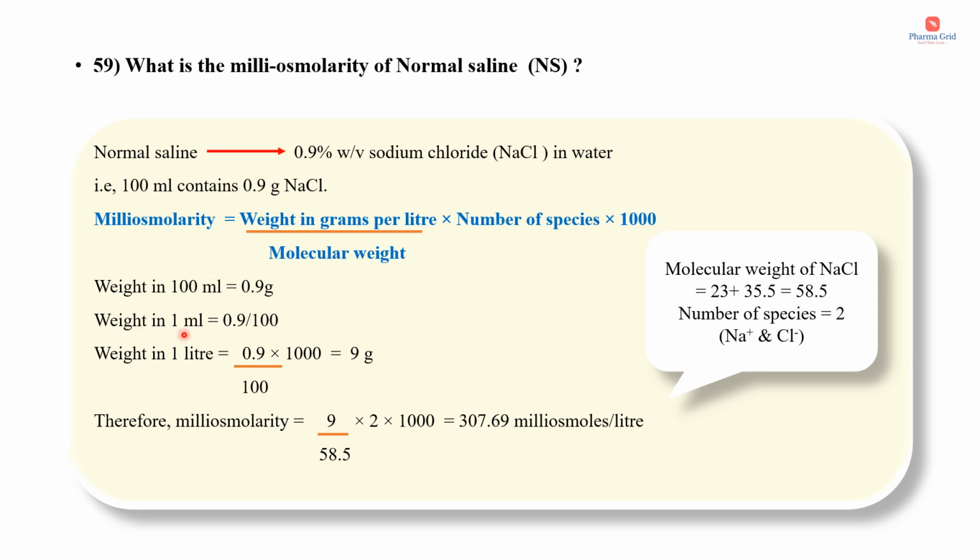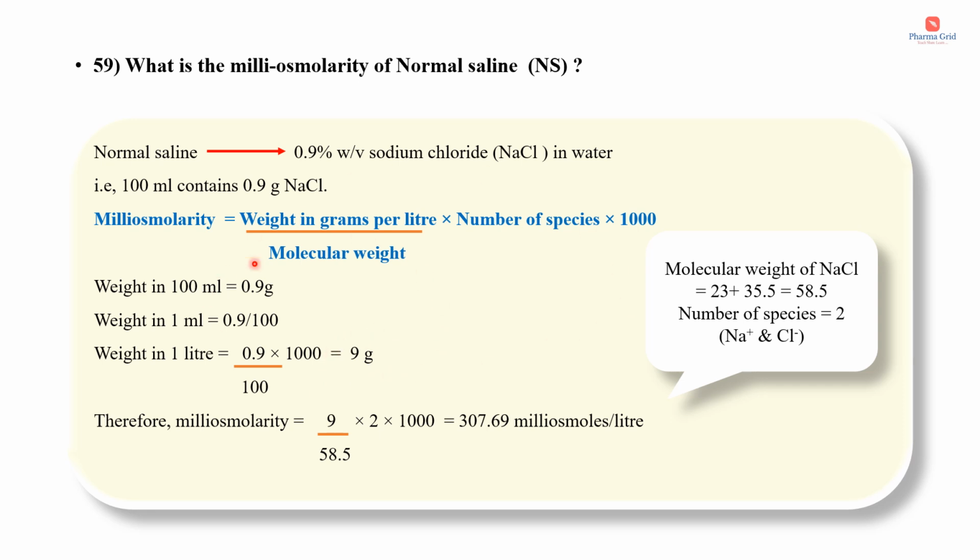So we know that weight in 100 ml is equal to 0.9 gram. So what will be the weight in 1 ml? That is equal to 0.9 divided by 100. So next we need to calculate the weight in 1 liter, because see the equation, here we need to find out the weight in grams per liter. So weight in 1 liter is equal to 0.9 divided by 100 into 1000. That is equal to 9 gram. So 9 gram is present in 1 liter.